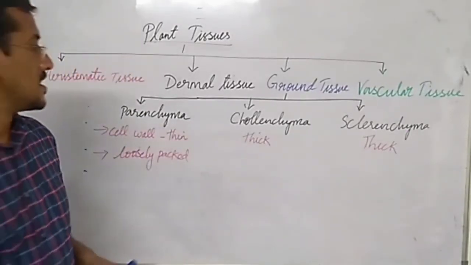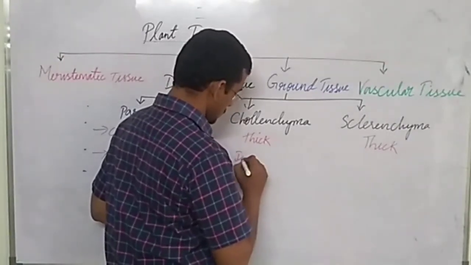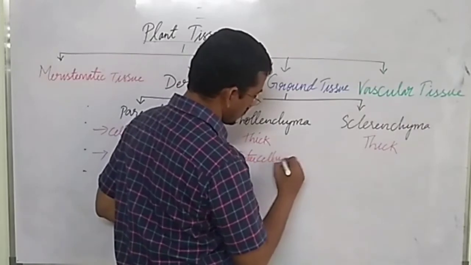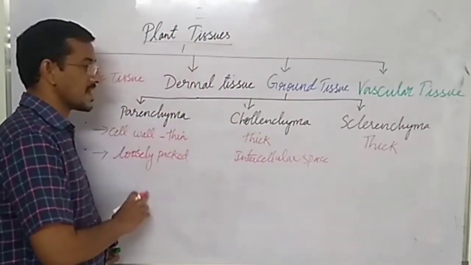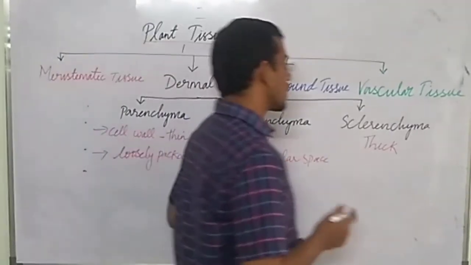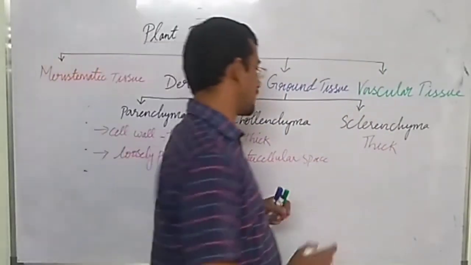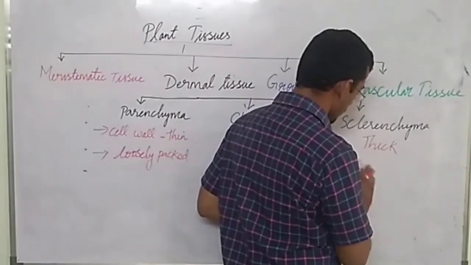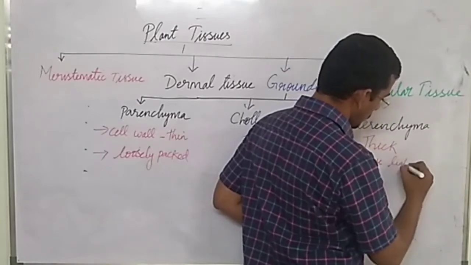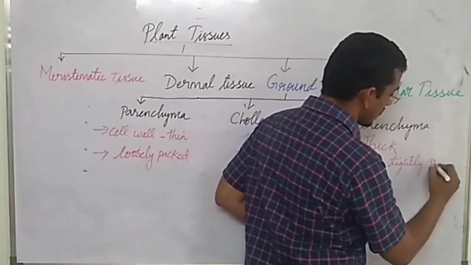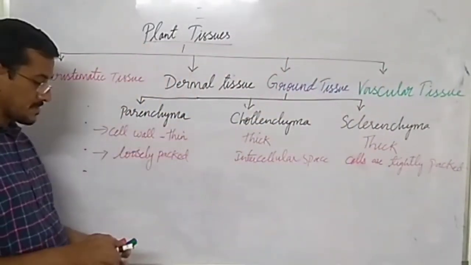And in case of collenchyma, intercellular space is present, but compared to parenchyma, it is very less. In case of sclerenchyma, no intercellular space is present. The cells are tightly packed. Understood? What do you mean by this?